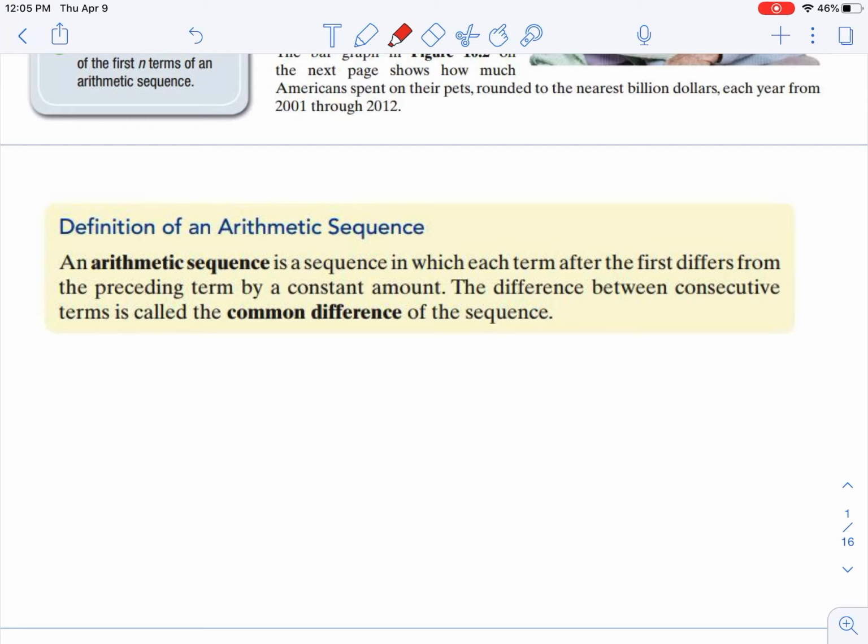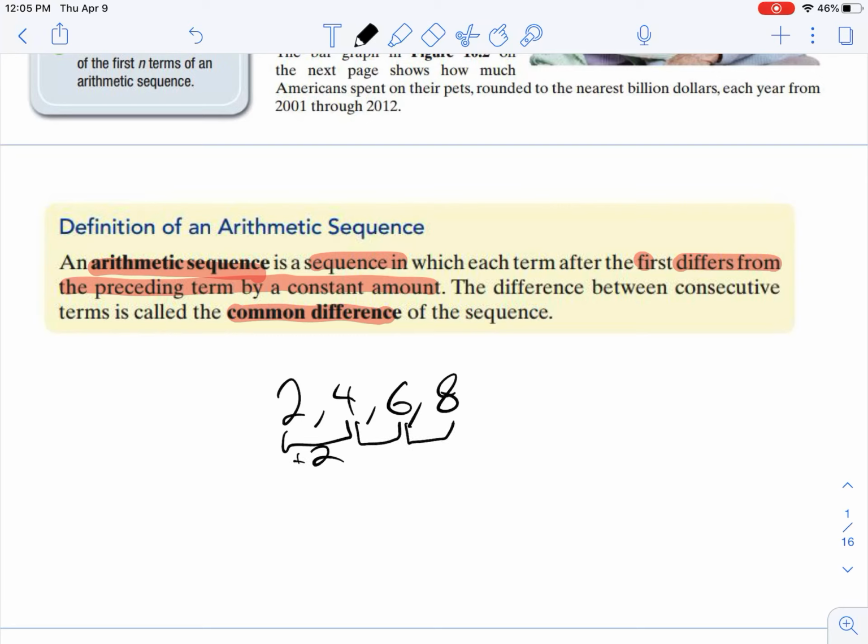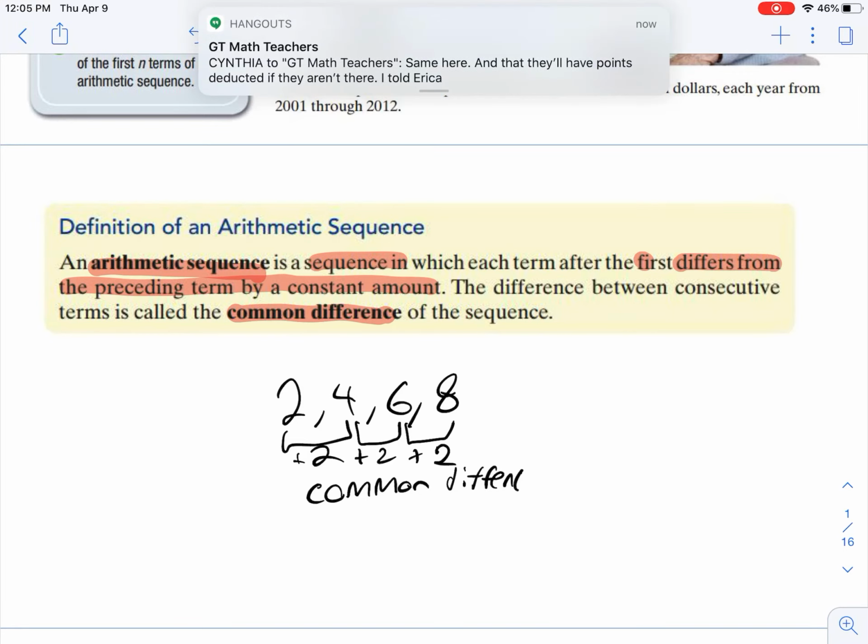So by definition, an arithmetic sequence is a sequence in which each term after the first differs from the preceding term by a constant amount. So what this means is we have something that's called a common difference. For example, if I give you 2, 4, 6, 8, the common difference, as long as it is consistent, is going to be 2 in each of these. So we could say that you have a common difference, and that common difference is going to be 2.